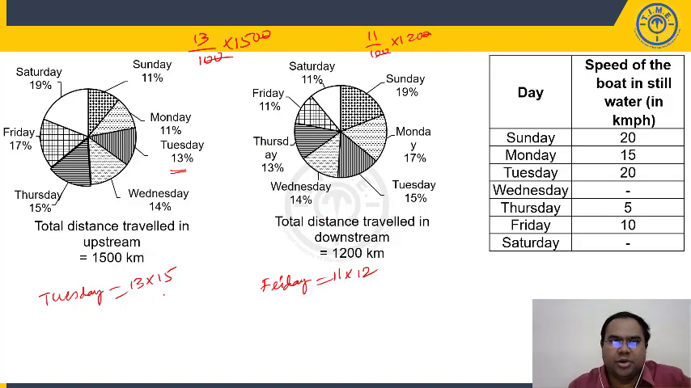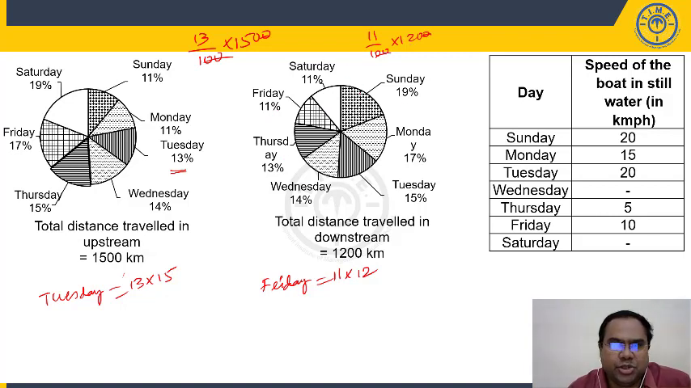So here also 11 into 15, 11 into 15, 13 into 15, 14 into 15, 15 into 15. You should be good at your multiplication tables, right? If I ask you how much is 14 into 15, immediately you should say, sir, it is 210. Now if I ask you how much is 15 into 15, 225, 13 into 15, then only you can solve the question very fast, right? It is 195.